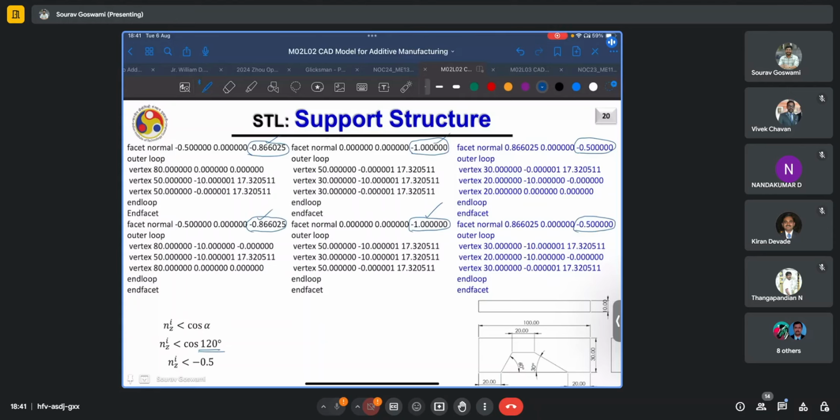Whereas for these last two facets, which have their z component of the facet normal exactly equal to -0.5, even though they are on the critical line, for this example we say that the support will not be needed, because the condition is that the z component of the facet normal should be explicitly less than -0.5.